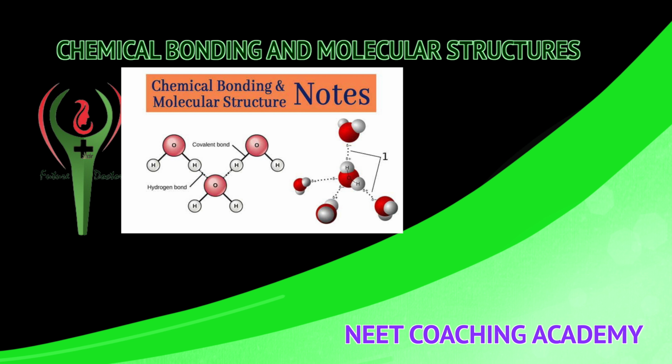Examples are nitrogen and acetylene, CH triple bond CH. Can you tell which type of bond is present in the nitrogen molecule? A single bond, double bond, triple bond, or coordinate covalent bond? The answer is triple bond.